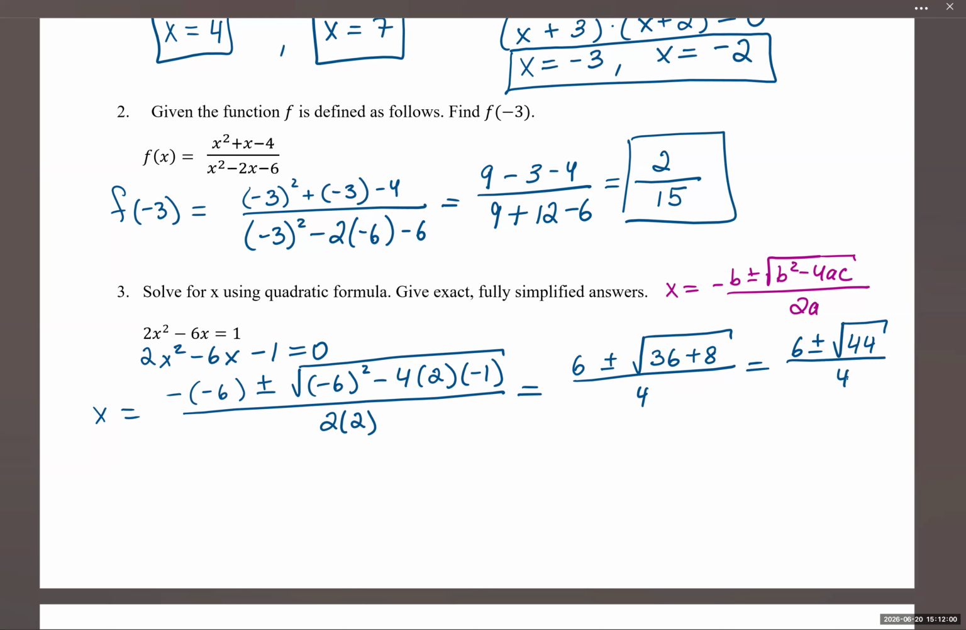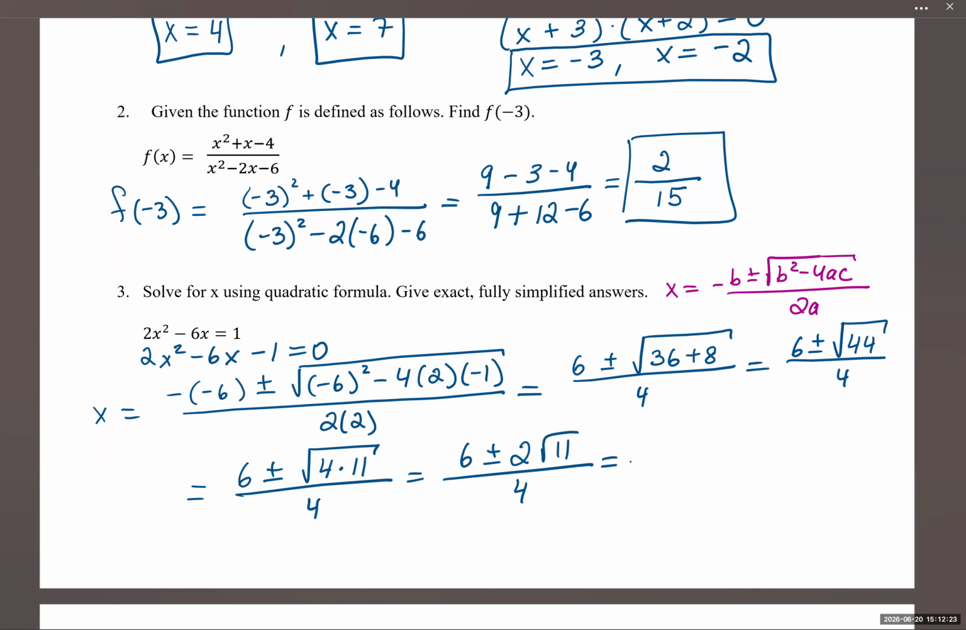divided by 4. We have to fully simplify the answers to get all the credit. So that means we have to take a partial root out of the square root of 44. 44 happens to be 4 times 11 over 4. So that's 6 plus or minus the square root of 4, which is 2. Square root of 11 stays as a square root of 11.